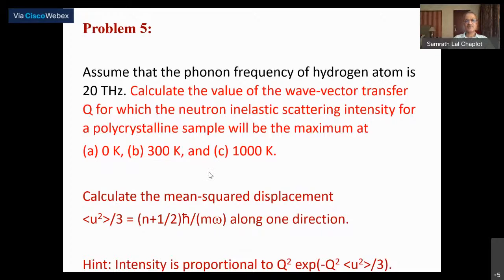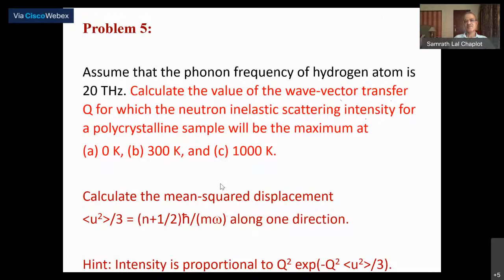The problem that we are looking at is: assume that the phonon frequency of a hydrogen atom in a solid is 20 terahertz. That's a good number for hydrogen frequencies. Now, if this is the case, we need to calculate the value of the wave vector transfer Q for which the neutron inelastic scattering intensity for a polycrystalline sample will be maximum at different temperatures.